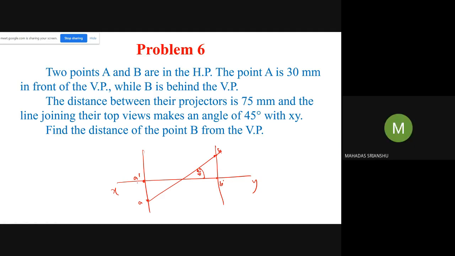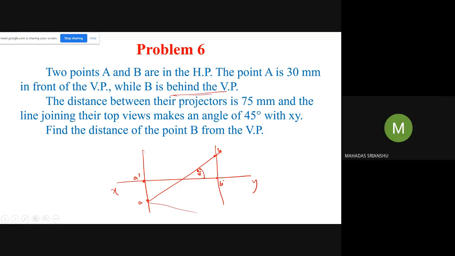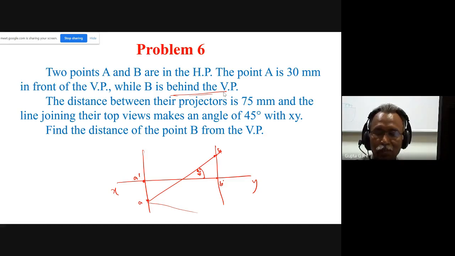Either way it's 45, sir, whether I draw it above or below? No, I should not draw it this way because it is given that B is behind VP. Okay, I see. So I know that top view should come above. It should not come below. So that fixes it.